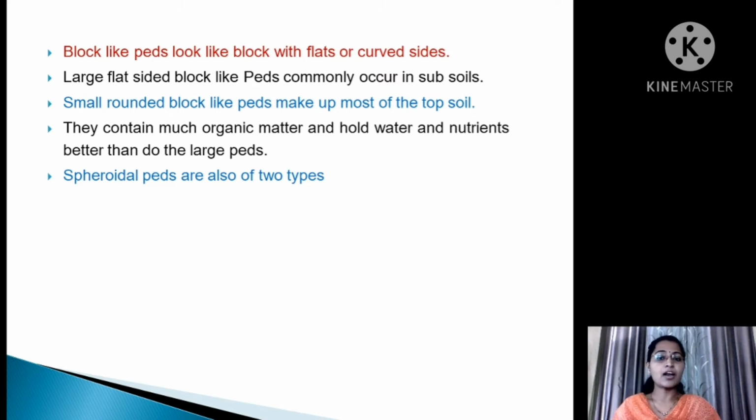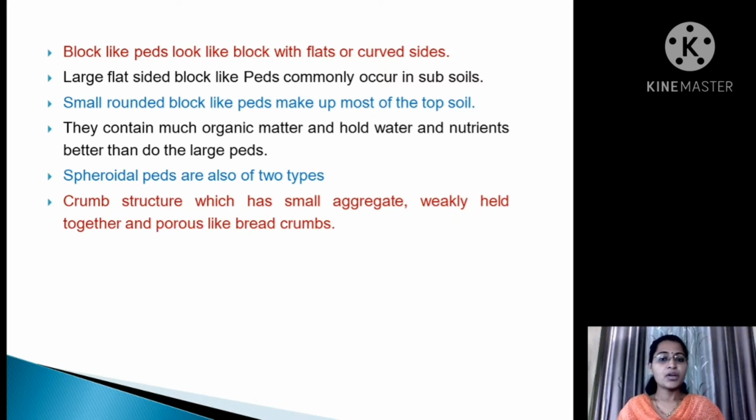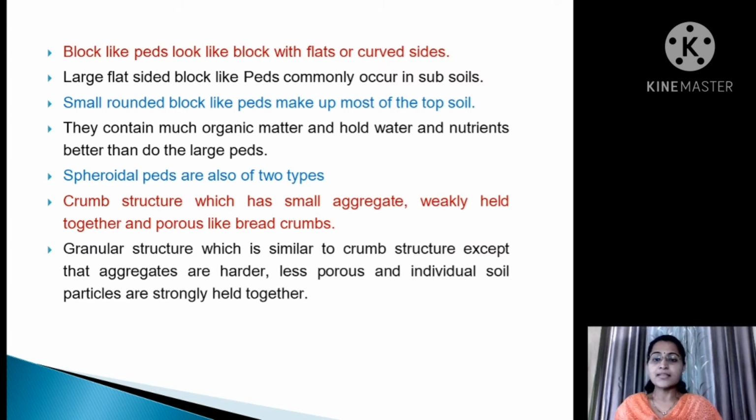These spheroidal peds are also of two types. Which are these? Crumb structure, which has small aggregates, weakly held together and porous like breadcrumbs. The second one is the granular structure, which is similar to crumb structure except that the aggregates are harder, less porous, and individual soil particles are strongly held together. These are found in cultivated fields. That granular structure of soil we see in cultivated fields.